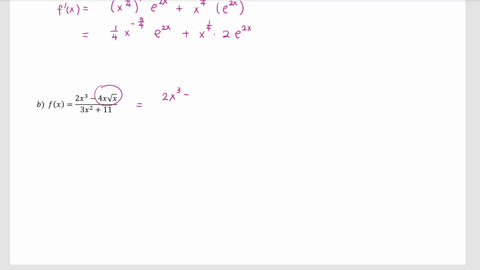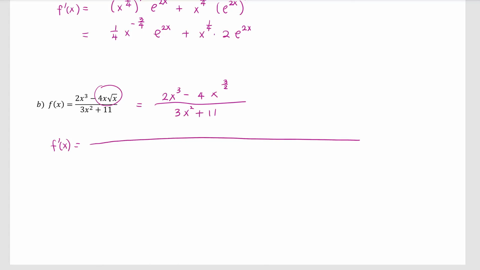2x cubed minus 4. Well, what is this? What is x times square root of x? Square root of x is like x to the 1/2. x to the 1/2 times x is x to the 3/2, right? And then 3x squared plus 11. So we have a quotient. Let's use quotient rule. Okay, but when you use quotient rule, write down the quotient rule, okay? So what is that? Well, the denominator is the original denominator squared.